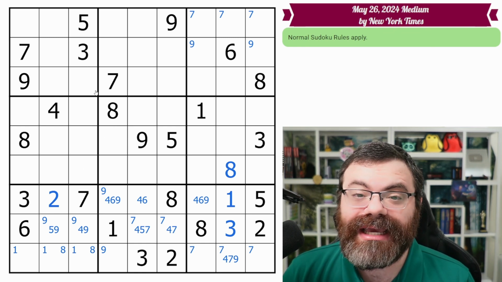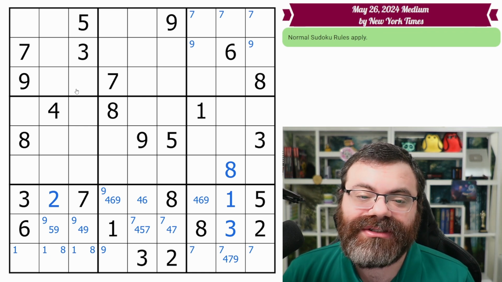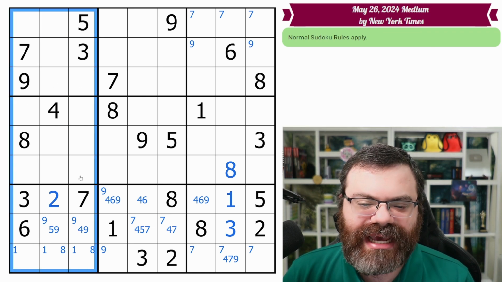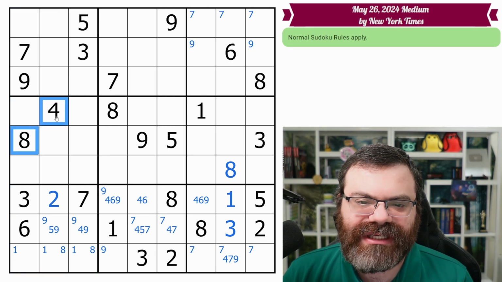And we're also going to scan stacks, and we're going to do the same thing we did with bands, just instead of rows, say columns. So we're going to start with the first stack here. Always start with the one with fewest givens, so 4 and 8.